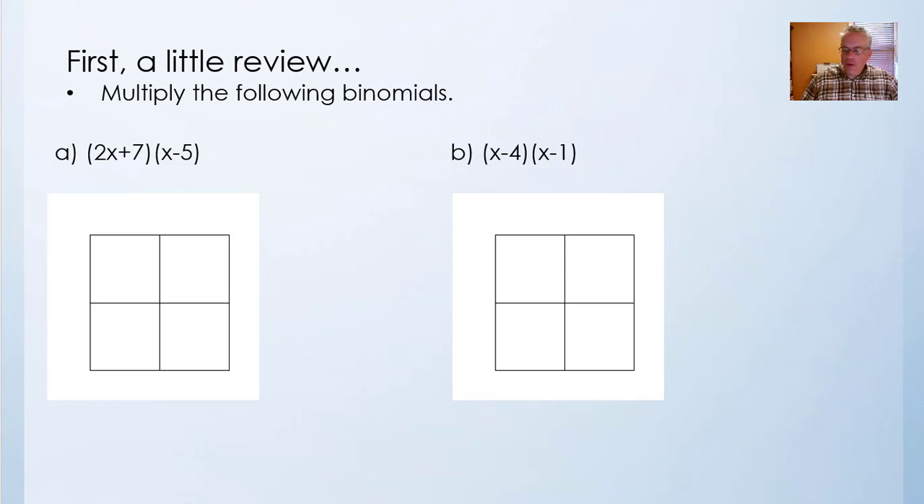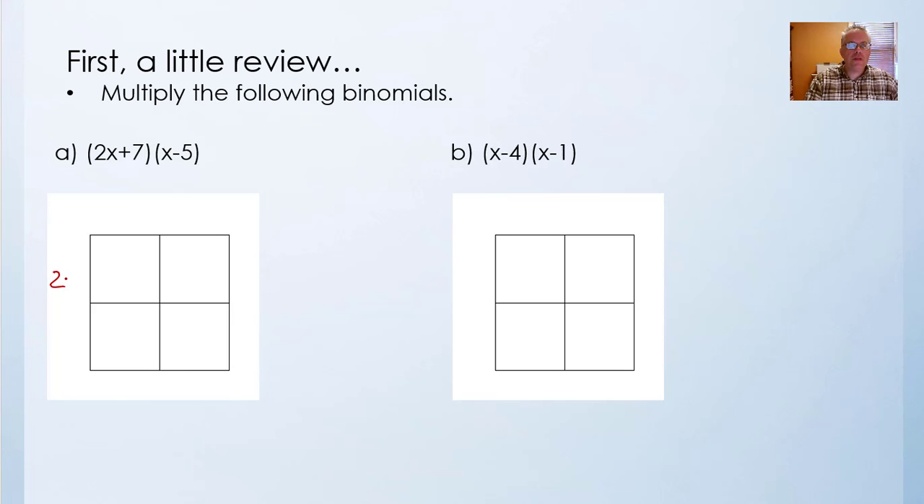But first, we're going to take a little review and remember how to multiply binomials, just in case it's been a while and you forgot. So in this first example, we want to multiply the binomial 2x plus 7 times x minus 5. The first way we learned how to do this a long time ago was the box method.